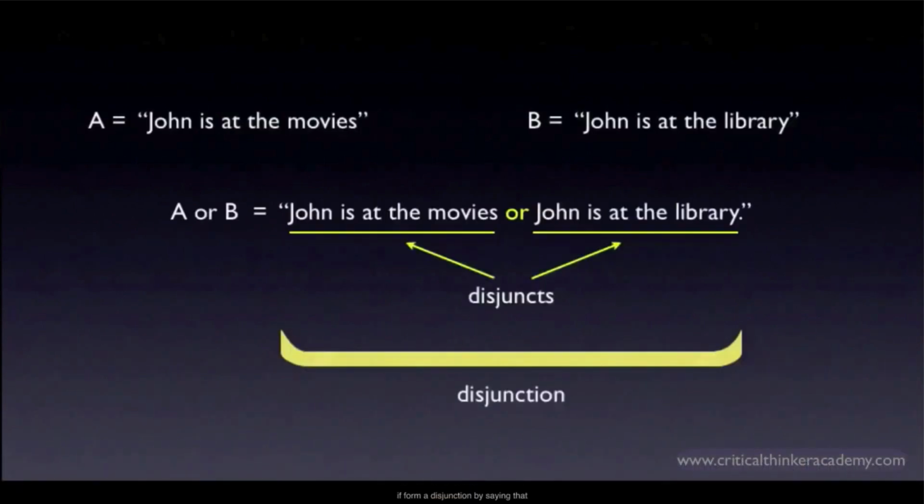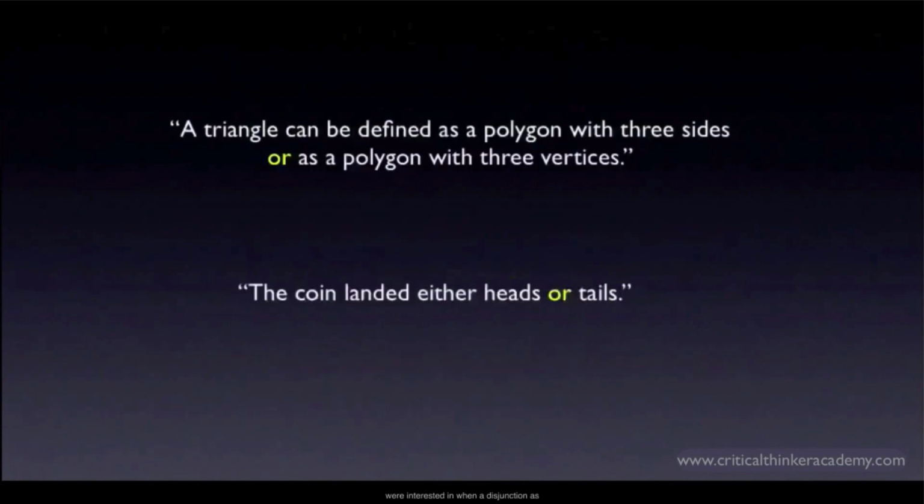You form a disjunction by saying that either one of a set of claims is true. In this case, we've got two claims: John is at the movies and John is at the library. The disjunction asserts that one of these is true. John is either at the movies or he's at the library. The individual claims that make up a disjunction are called the disjuncts. So you'd say that in this case, A and B are the disjuncts and the disjunction is the whole claim, A or B.